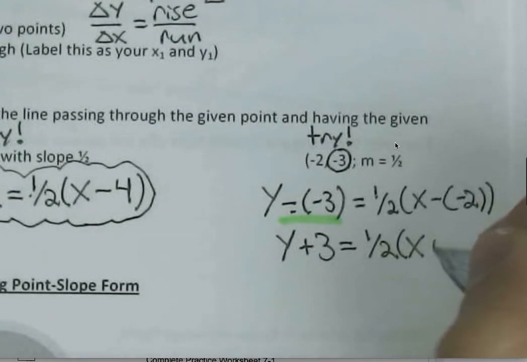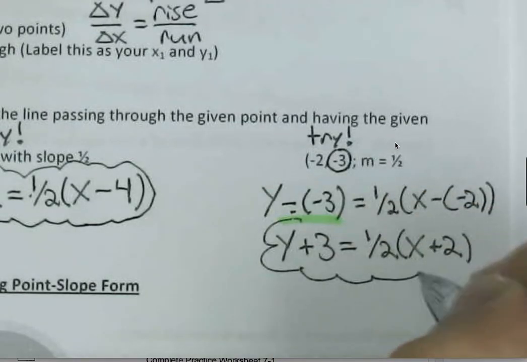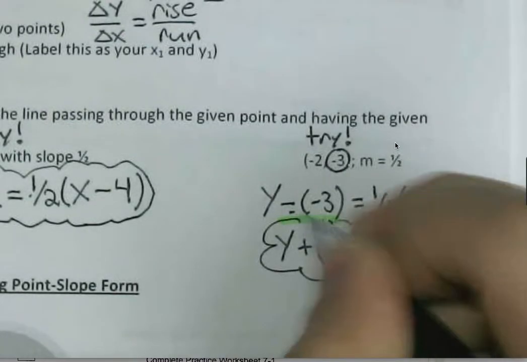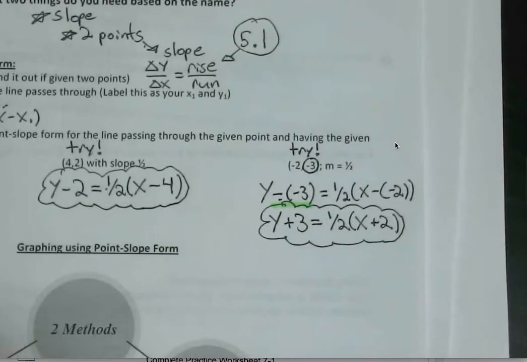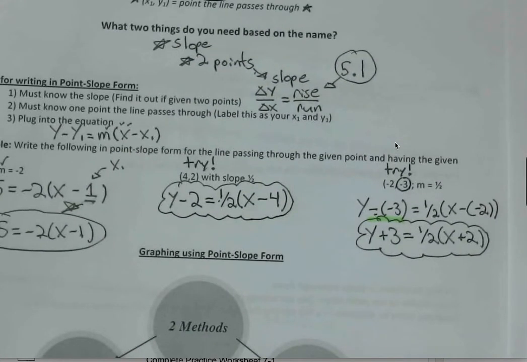Now rewrite it as +2. Circle it because you're proud of your work. Pause real quick. Make sure that these all look good to you before we go to the next bit.